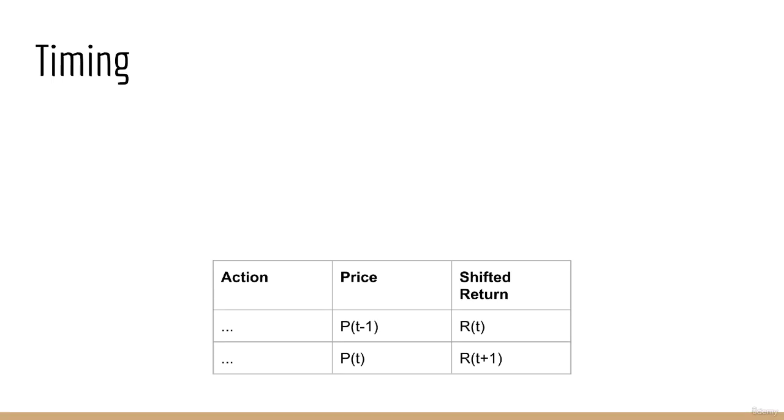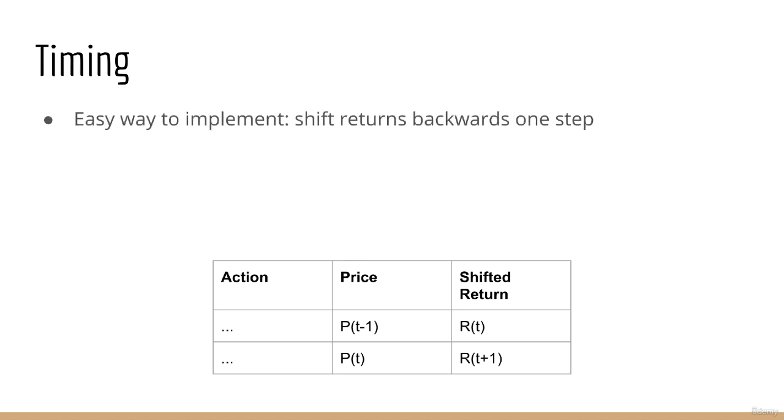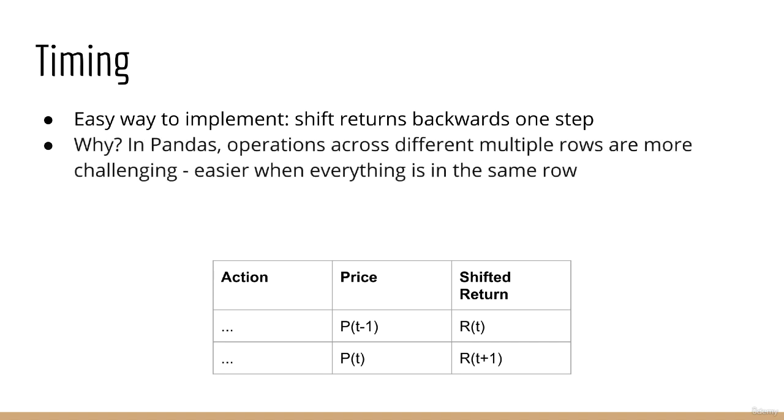So what's the consequence of this? Basically, it just means you need to make sure that your returns line up properly in your data frame. One way to implement this, which will make things easier for us, is to simply shift the returns themselves backwards by one step. This is because, in pandas, operations tend to happen along rows, and so doing operations across different rows is more challenging. By placing the next day's return along each row, we can more easily calculate the returns from our algorithm.